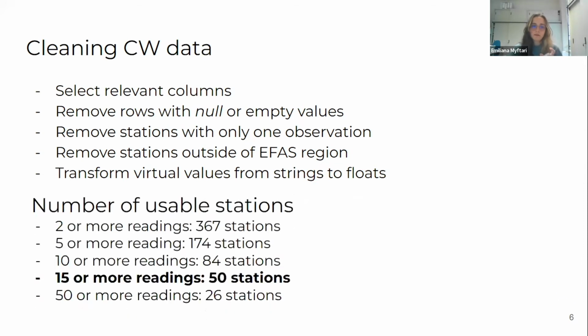We selected a number of usable stations, and we had, for example, 367 stations with 2 or more readings, but still 2 readings were too little for our project, so we decided to get at least 15 or more readings per station. So at the end, we had 50 stations in the EFAS region.